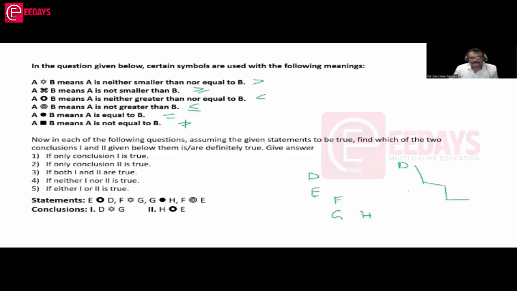Right? Yeah, this is the D and this is the G. Yeah, vertical line. Two vertical lines are between D and G. That means D is strictly greater than G.